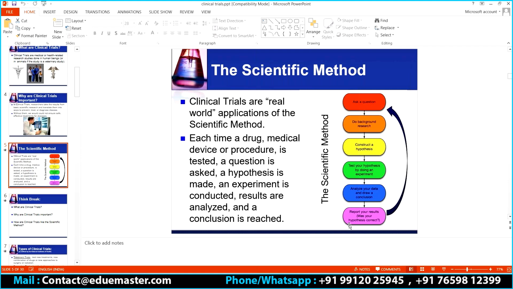And then again, we are going to conduct an experiment. Because I made a hypothesis, I have asked a question. To fulfill these two, I need to experiment again. I'm going to get the result, a new result. That new result we are going to analyze again. We do this multiple times.